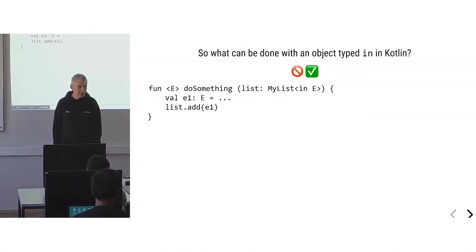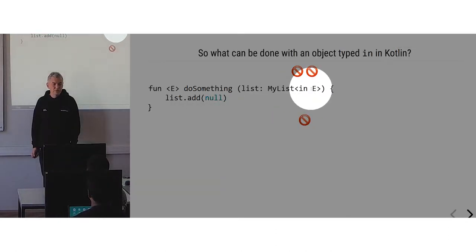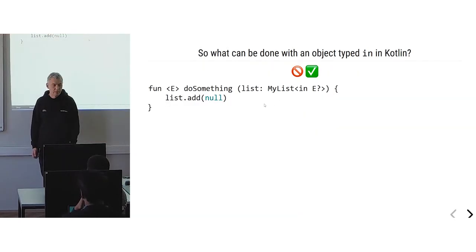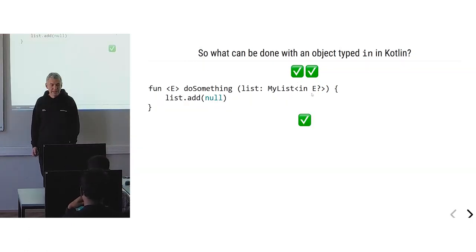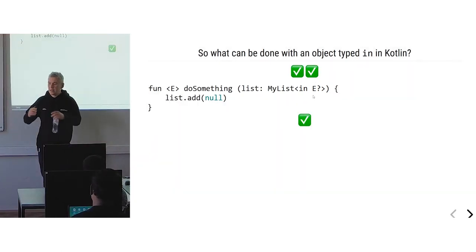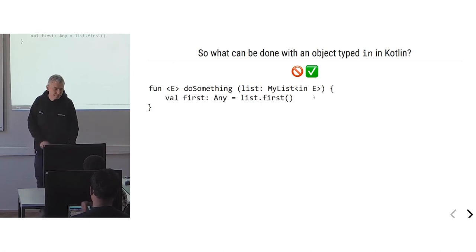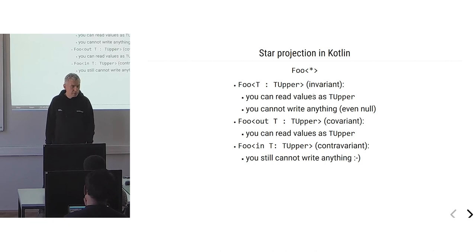In Kotlin, it's quite the same, but in Kotlin you also cannot add nulls here. Why? Because this E has no question mark, it's not nullable. But here, unlike the situation without super, we can add, because we know that E is nullable, or it's some supertype, so all the supertypes of nullable types should be nullable. Okay, let's skip Kotlin. We are going to talk about Java.